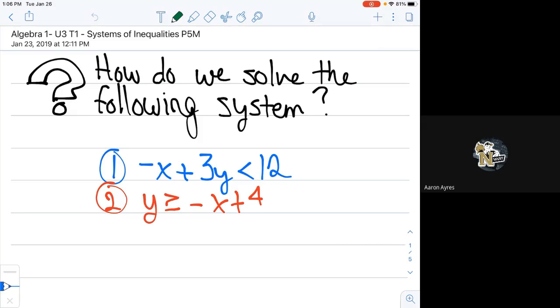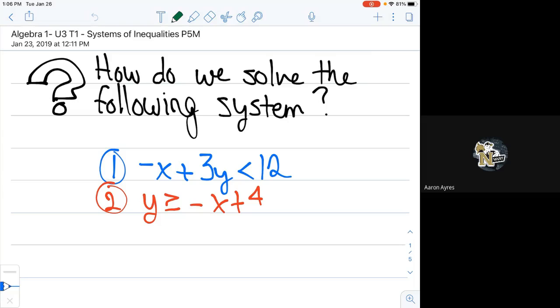Okay, good. So last topic, last sub lesson for this topic, and then we're in Unit 4 for the rest of the year. Okay, so Unit 3 is really quick. All right, but this is it. So how do we solve this system? Okay, it's a system of inequalities.